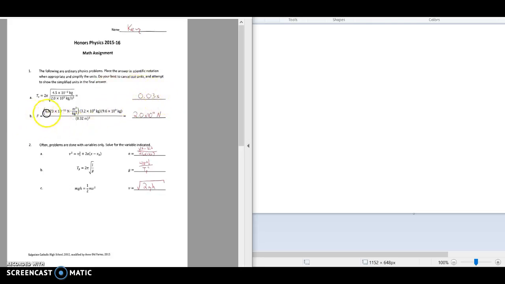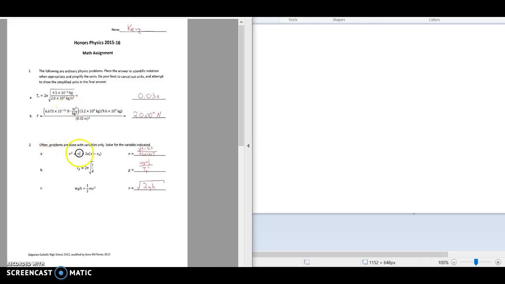For B, again, plug and chug in your calculator to get this answer here. And then check the units. We have meter squared up top, and on the bottom that cancels. We have kilogram and kilogram, so that's kilogram squared. And then here we have it on the bottom, so that cancels out, and all we're left with is newtons.